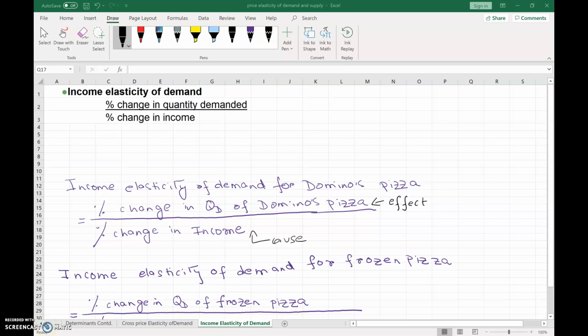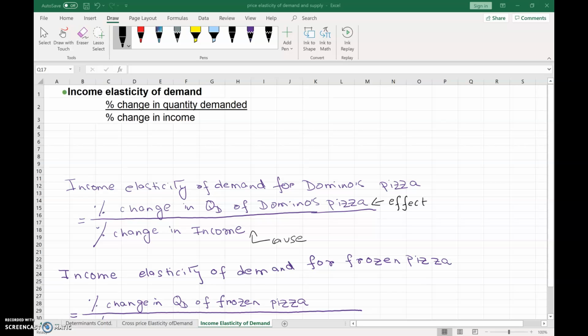Hey all, let's look at the income elasticity of demand. This is defined as the percentage change in quantity demanded over the percentage change in income. We need income elasticity to determine if the good is a normal good or an inferior good. Let's look at the income elasticity of demand for Domino's pizza and for frozen pizza.